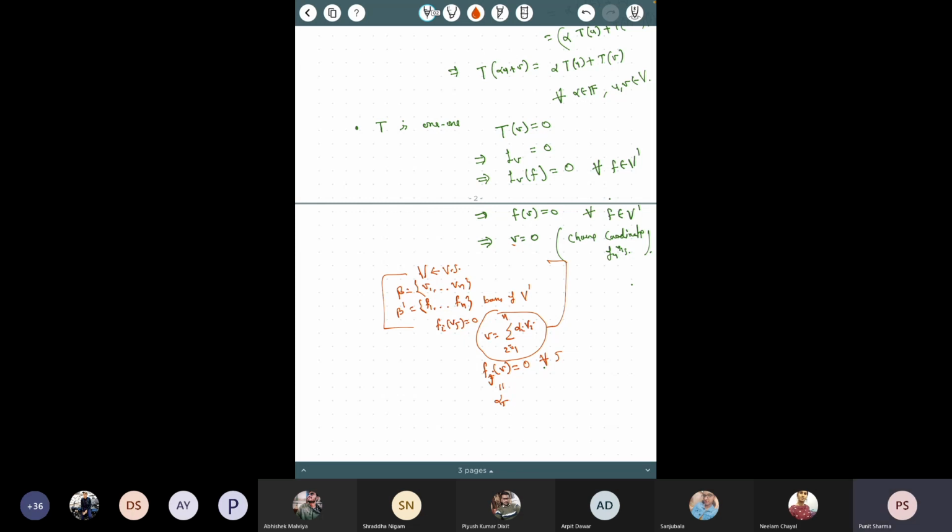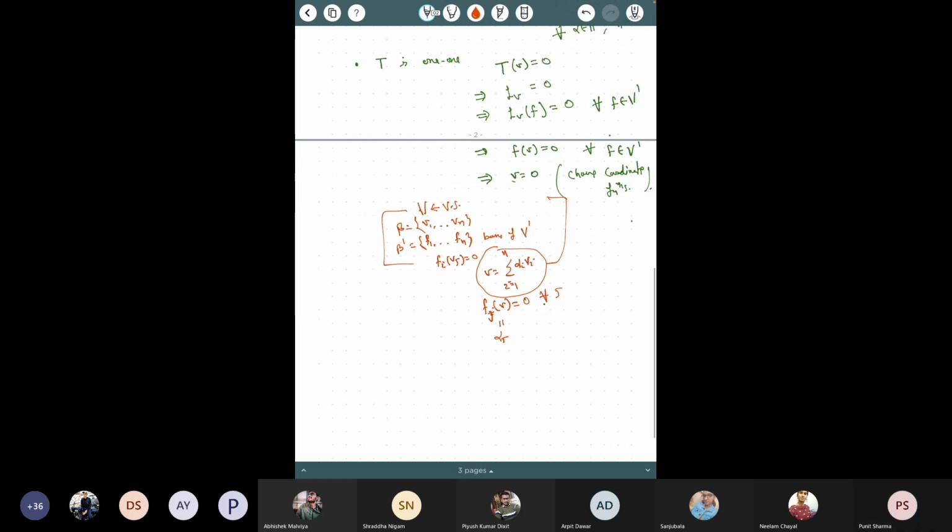So if T is one-one, then we know that V and V double dash are both of the same dimension, and therefore you can say that, let me just write this for your records, T is also onto. Why? Because dimension of V is the same as dimension of V dash, and it is the same as dimension of V double dash. And this implies that T is an isomorphism.